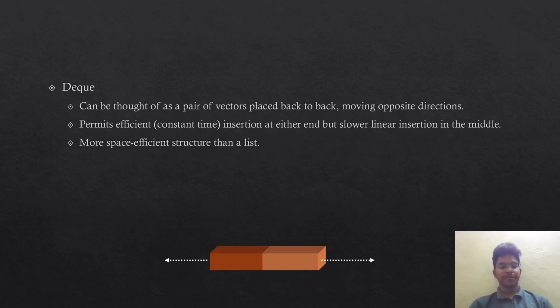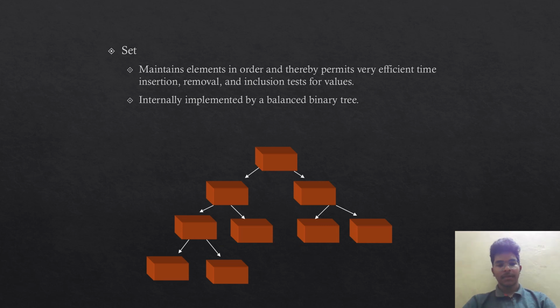Deque. A deque can be thought of as a pair of vectors placed back to back, moving in opposite directions. It permits efficient insertion at either end but slower linear insertion in the middle. It is a more space efficient structure than a list.